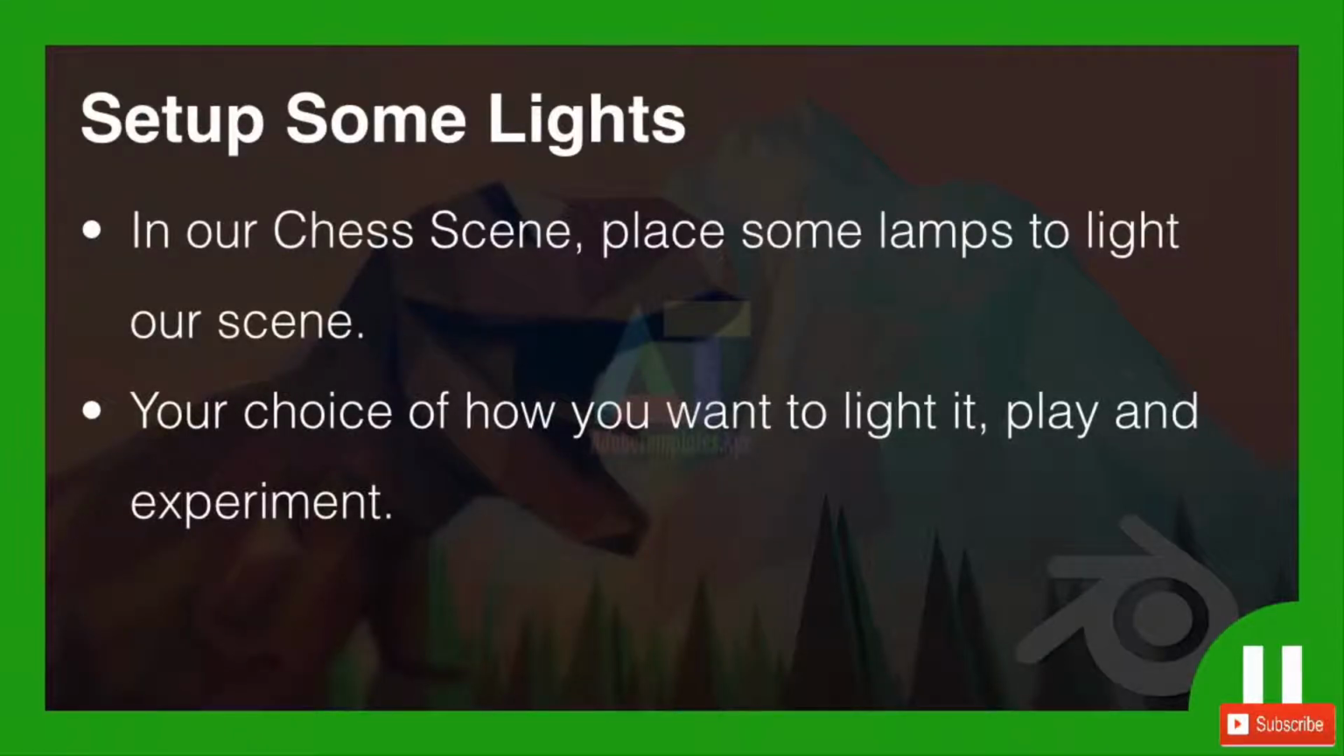Set up some lights. So go ahead and in our chest scene, place some lamps to light our scene. Now it's your choice of how you want to light it. Play about and experiment. I'll give you a few hints here that I'm probably going to use a sun lamp and a hemi lamp in order to generate a uniform light for our scene. But if you want it to be more dramatic, perhaps play with a couple of spotlights and cast some long shadows across the board. It's entirely up to you. This is your artistic choice. Have fun. Pause the video now and give that a go.